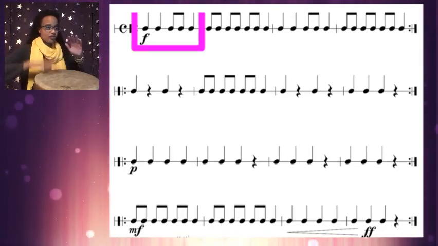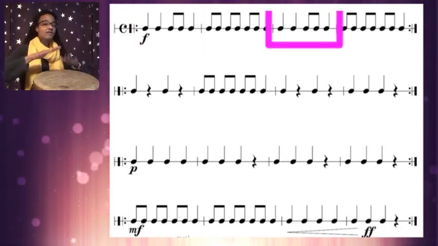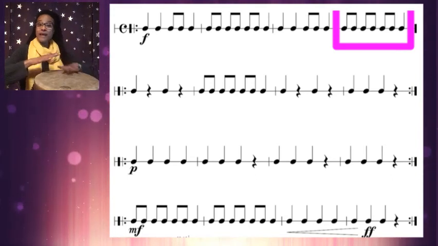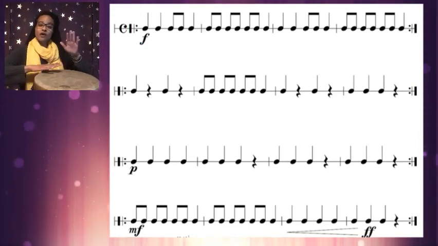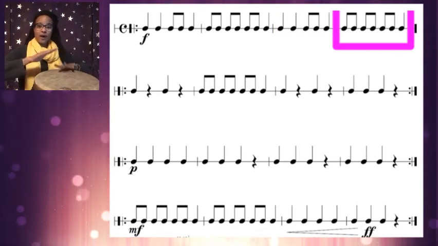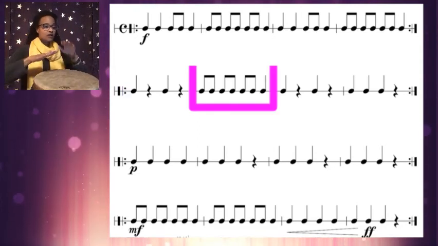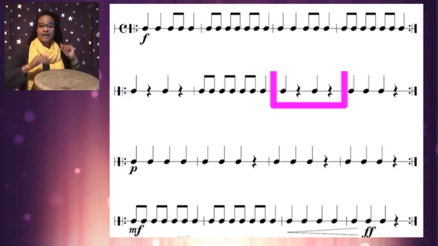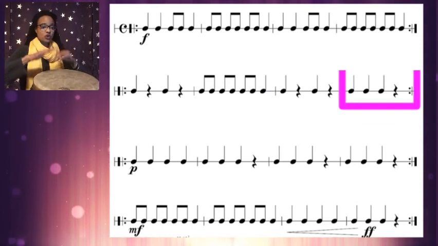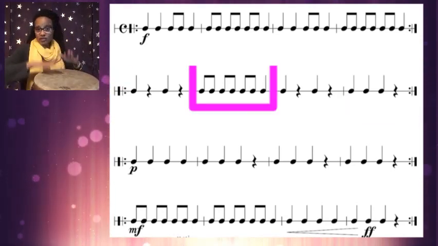1, 2, 3 and 4. 1 and 2 and 3 and 4. 1, 2, 3 and 4. 1 and 2 and 4. Repeat. 1, 2, 3 and 4. 1 and 2 and 3 and 4. 1, 3. 1, 2 and 3 and 4. 1, 3. 1, 2, 3. Repeat. 1, 3. 1 and 2 and 3 and 4.